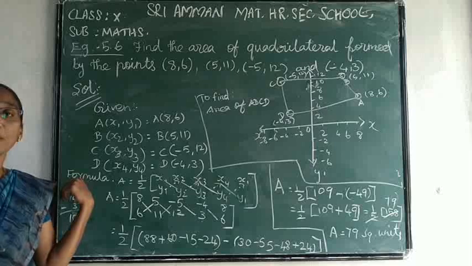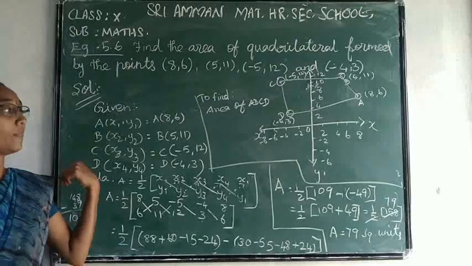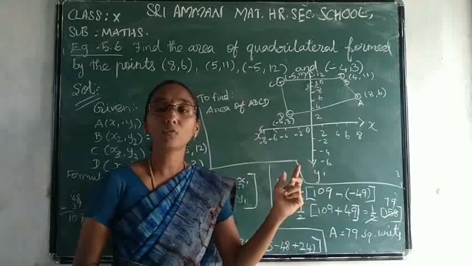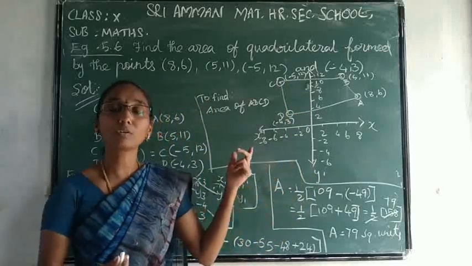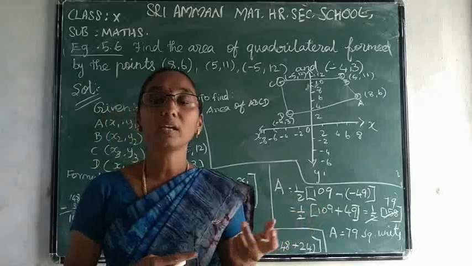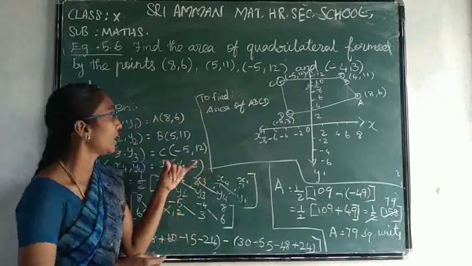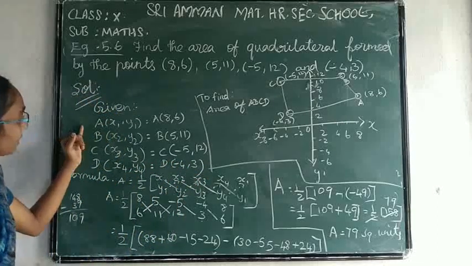Here there is no point name given. Let us consider the point names. I consider here A, B, C, D. If you want, you can consider any names. Okay: A, B, C, D, P, Q, R, S, M, N, O, P. In this way, consider the points.